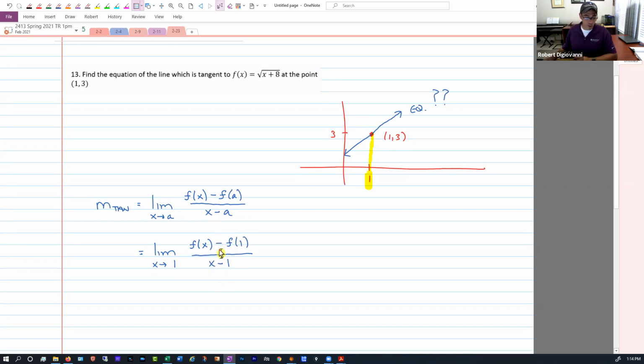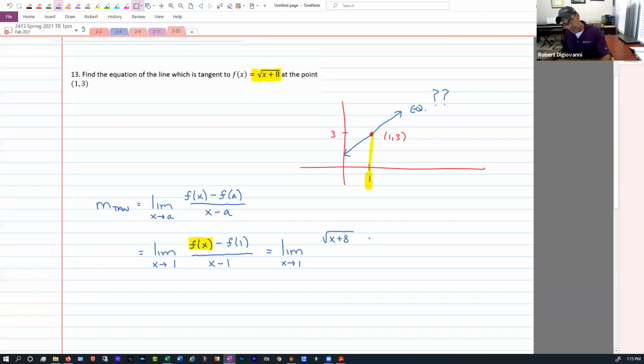Okay, so now I need to figure out what these things are. Let me figure out, first of all, well, this part's easy, right? f of x, I know what f of x is. It's right here, right? So let me just write this again. Notice I'm writing the limit again. So f of x is the square root of x plus 8.